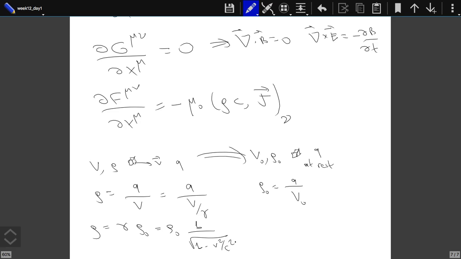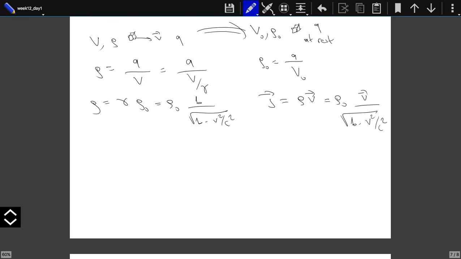Now the corresponding current is just rho times v, or this is equal to rho 0 v over square root of 1 minus v squared over c squared.